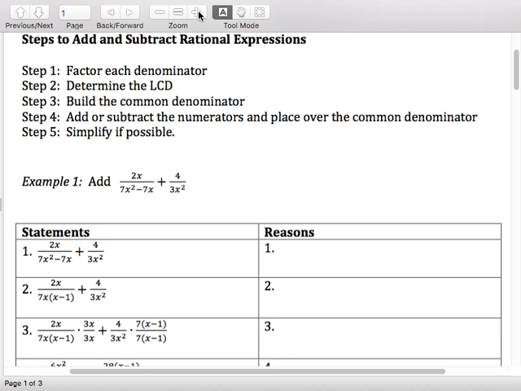Okay, so here we go. To add and subtract rational expressions. Step 1, factor each denominator. Step 2, determine the LCD. Step 3, build the common denominator. Step 4, add or subtract the numerators and place over the common denominator. Step 5, simplify as possible.